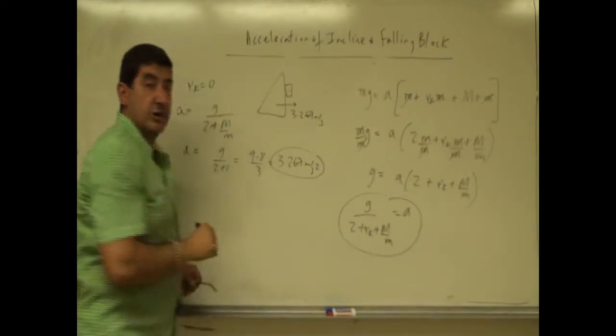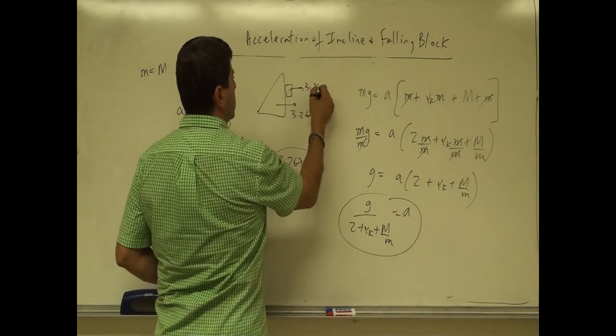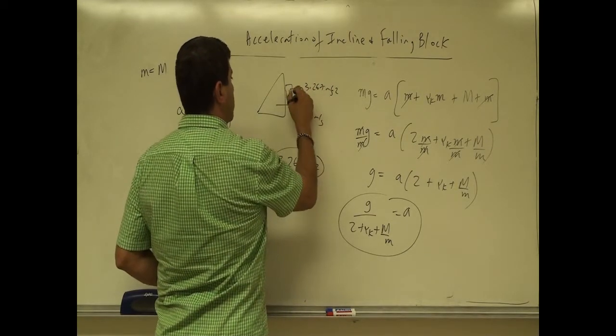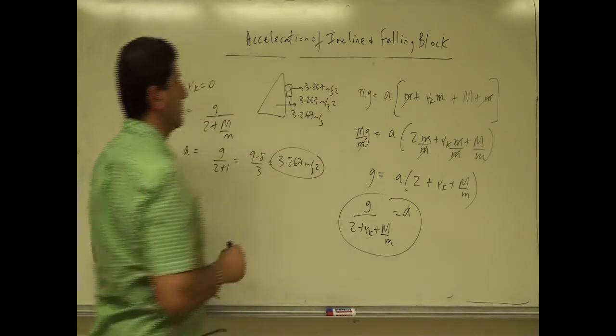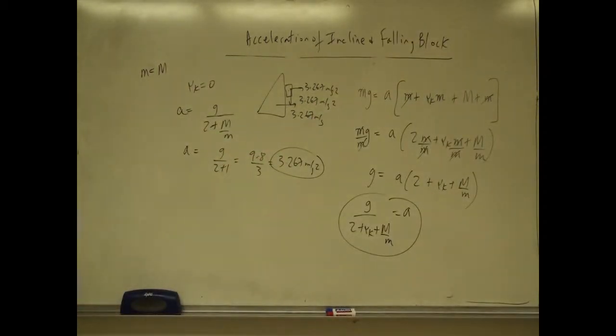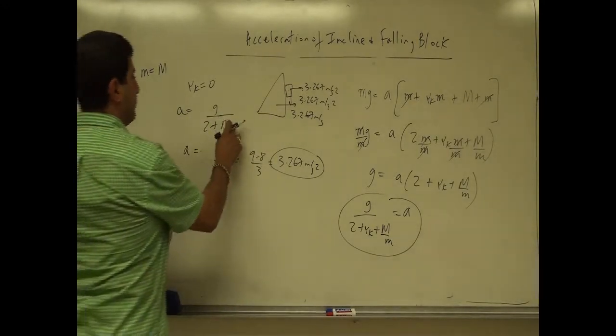The falling block would accelerate to the right with an acceleration of 3.267 meters per second squared, and it would accelerate down with the same acceleration. Okay? 3.267 meters per second squared. Okay, what happens as the incline gets heavier, right? As the big M gets heavier.